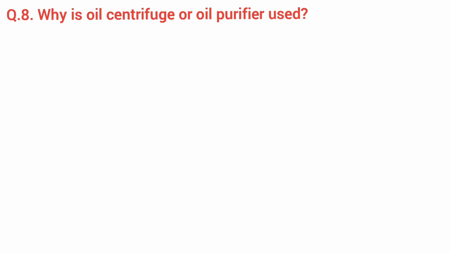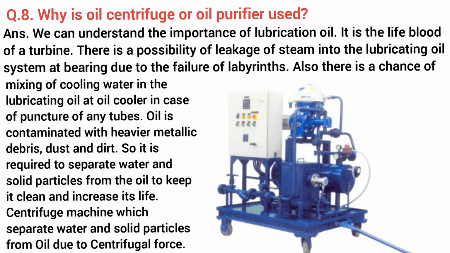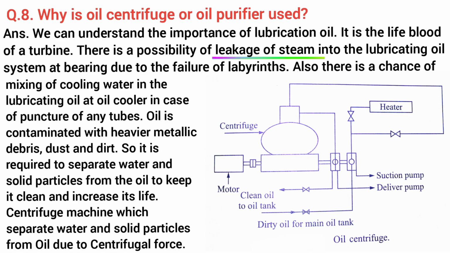Why is oil centrifuge or oil purifier used? We can understand the importance of lubrication oil. It is the lifeblood of a turbine. There is a possibility of leakage of steam into the lubricating oil system at bearing due to the failure of labyrinths. Also there is a chance of mixing of cooling water in the lubricating oil at oil cooler in case of puncture of any tubes.